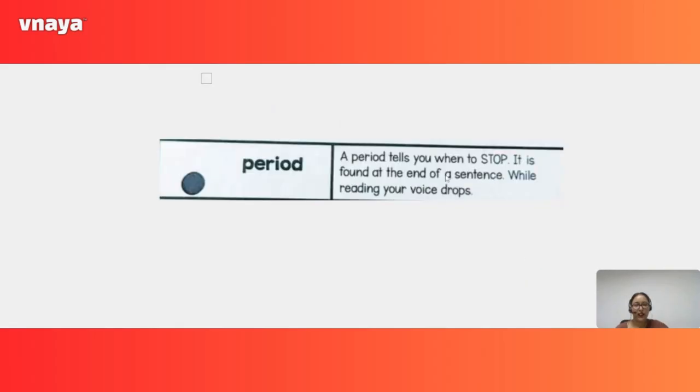So let us first learn about a period. So, what is a period? A period tells you when to stop. It is found at the end of a sentence. While reading, your voice drops.